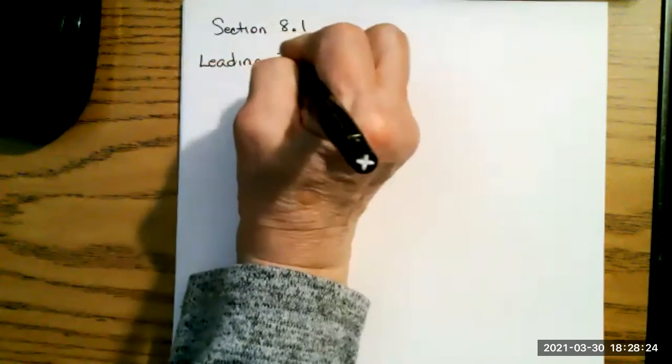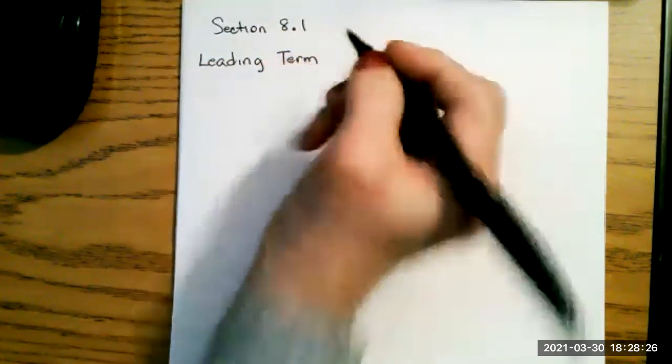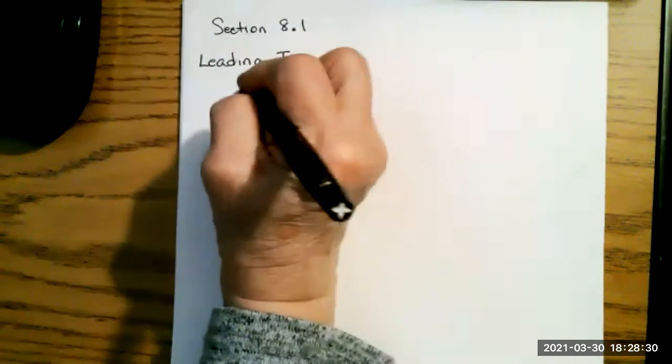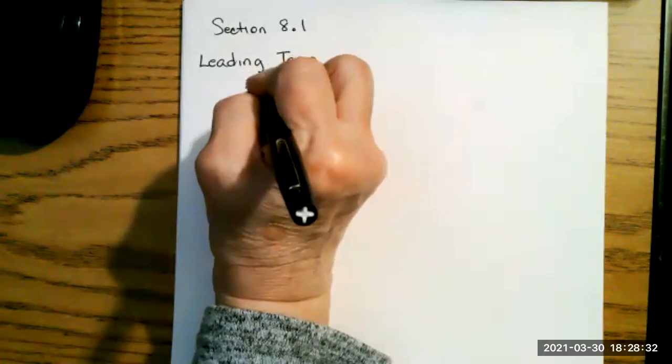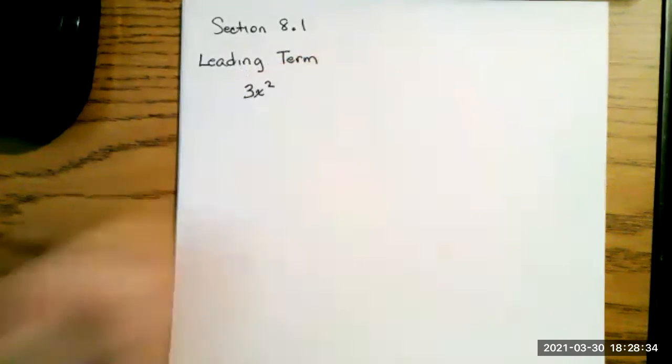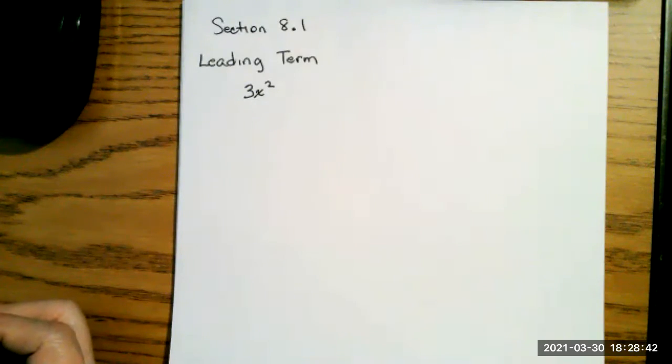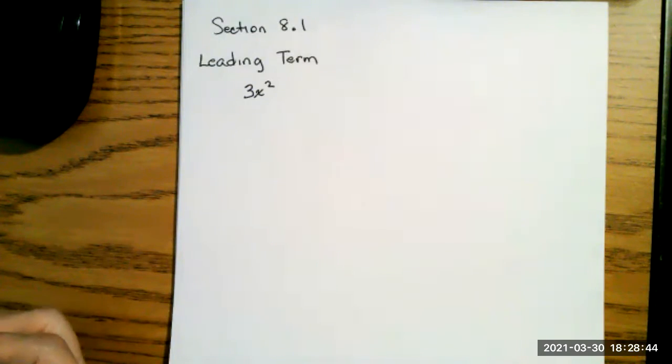Leading term. A term is made up of several things like a coefficient and a variable and sometimes an exponent, and there might be a sign in front of it, plus or minus. But a leading term looks like that. That one is 3x squared.